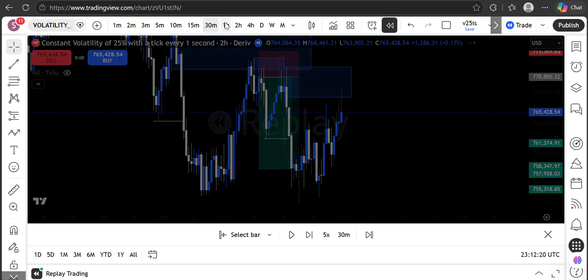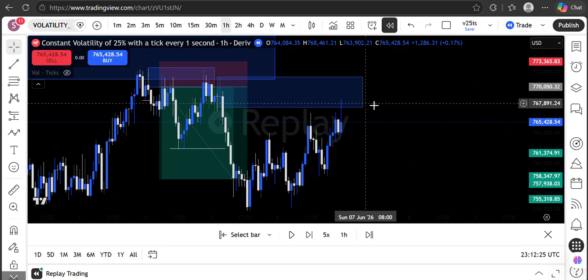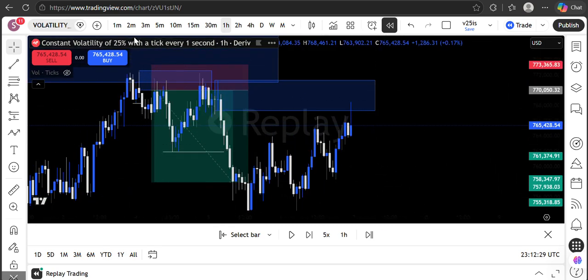Now, in the 1 hour time frame, price mitigated our zone. So the next thing we are going to do is wait for our confirmation entry. All right, so let's go to our 5 minutes time frame.